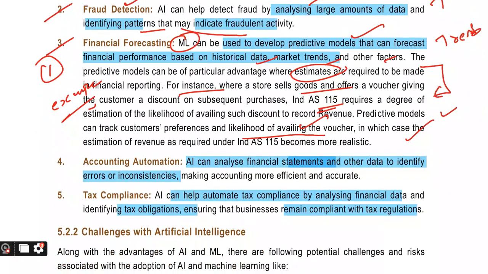The next point is AA, accounting automation. This is a simple point, you can expand and write it. Errors and inconsistencies can be identified. Next, tax compliance. Obviously, when you are automating everything, tax compliance will be there.